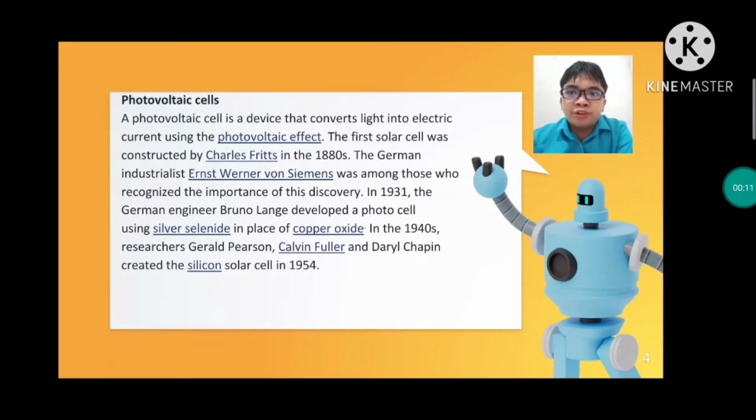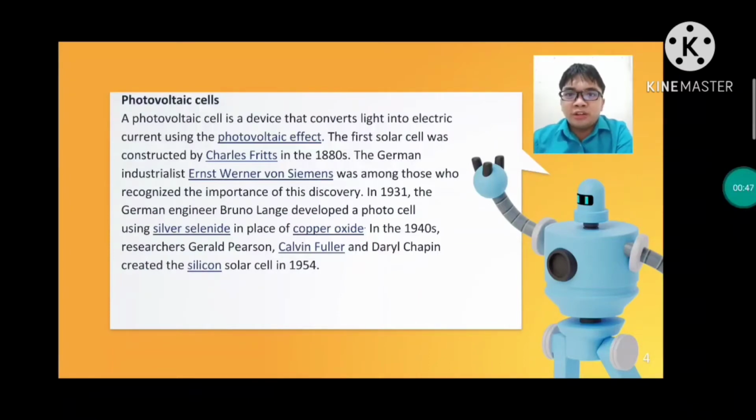Photovoltaic cells. A photovoltaic cell is a device that converts light into electric current using the photovoltaic effect. The first solar cell was constructed by Charles Fritts in the 1880s. The German industrialist Ernst Werner von Siemens was among those who recognized the importance of this discovery. In 1931, the German engineer Bruno Lange developed a photocell using silver selenide in place of copper oxide. And in the 1940s, researchers Gerald Pearson, Calvin Fuller, and Daryl Chapin created the solar cell in 1954.